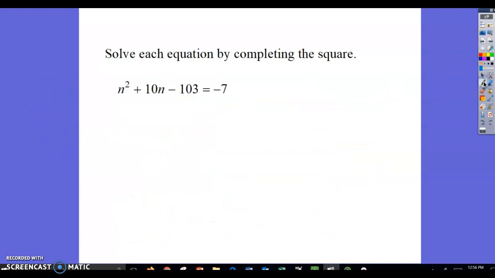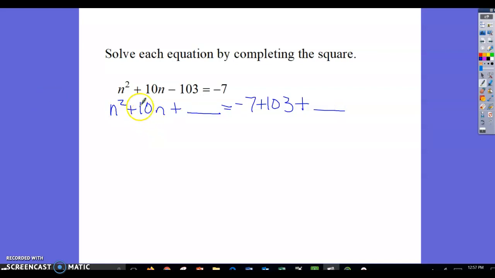All right, let's look at another example. We're going to do it the same way. So we're going to have n squared plus 10n plus blank equals -7. I'm going to add the 103 to the other side. And whatever I add here when I complete the square, to make sure my equation stays the same, I'm going to add it to the other side too.